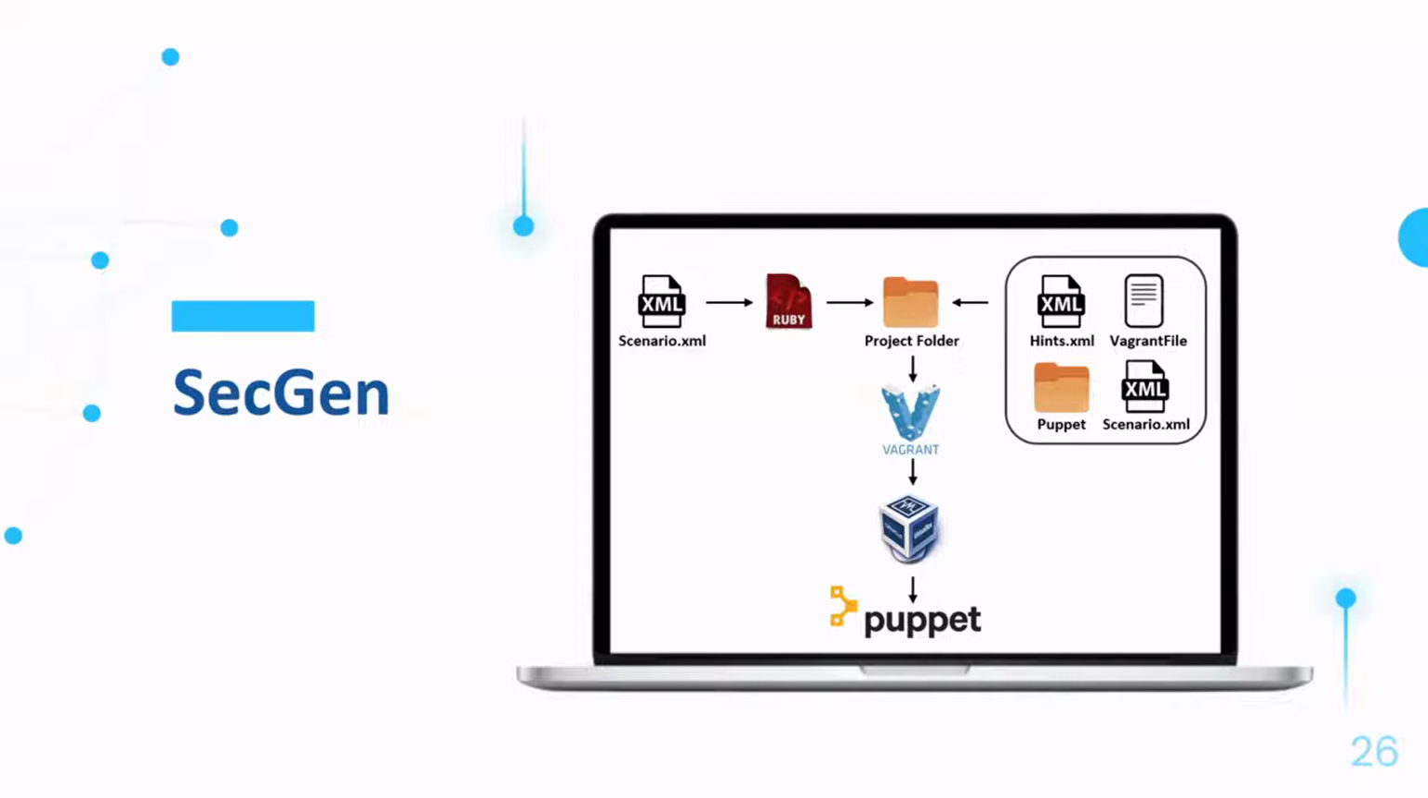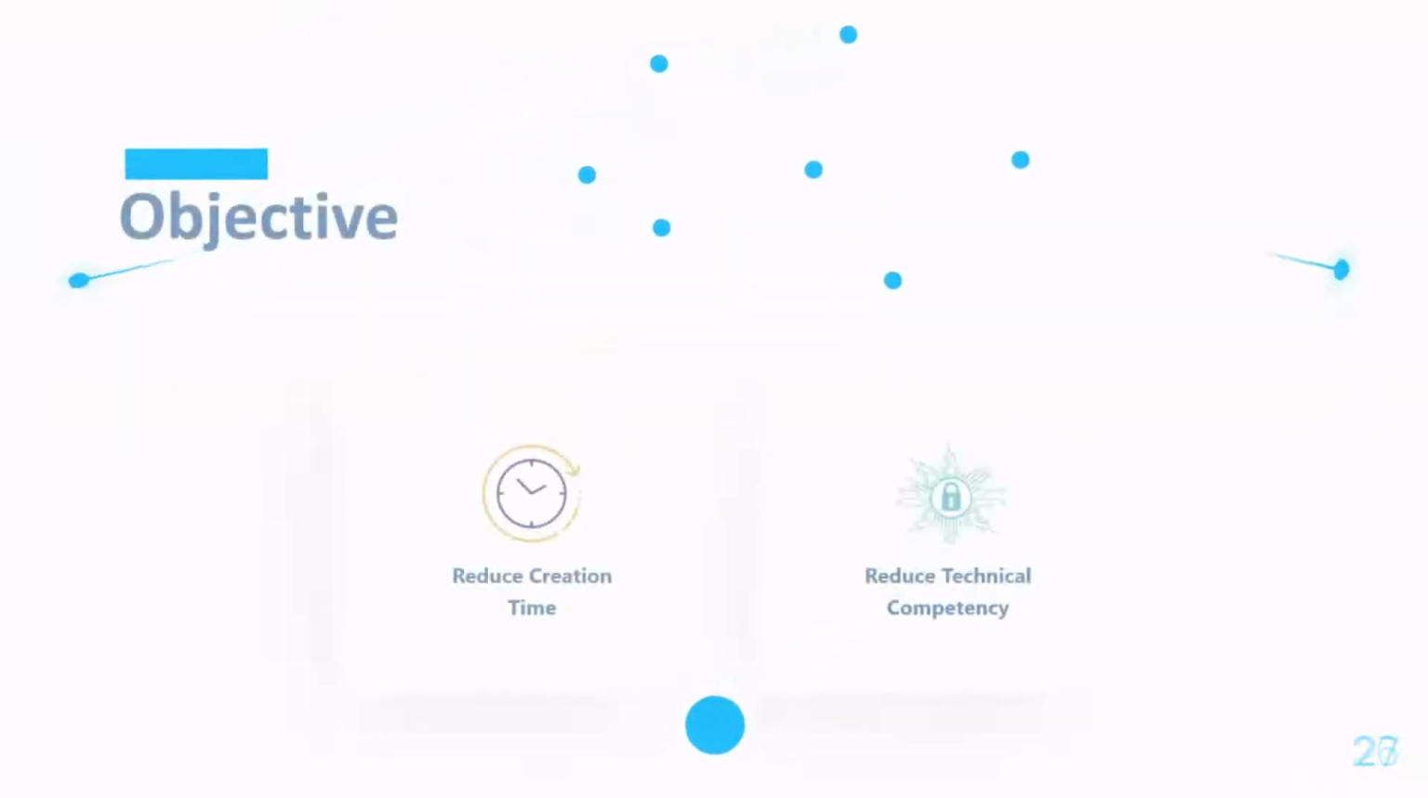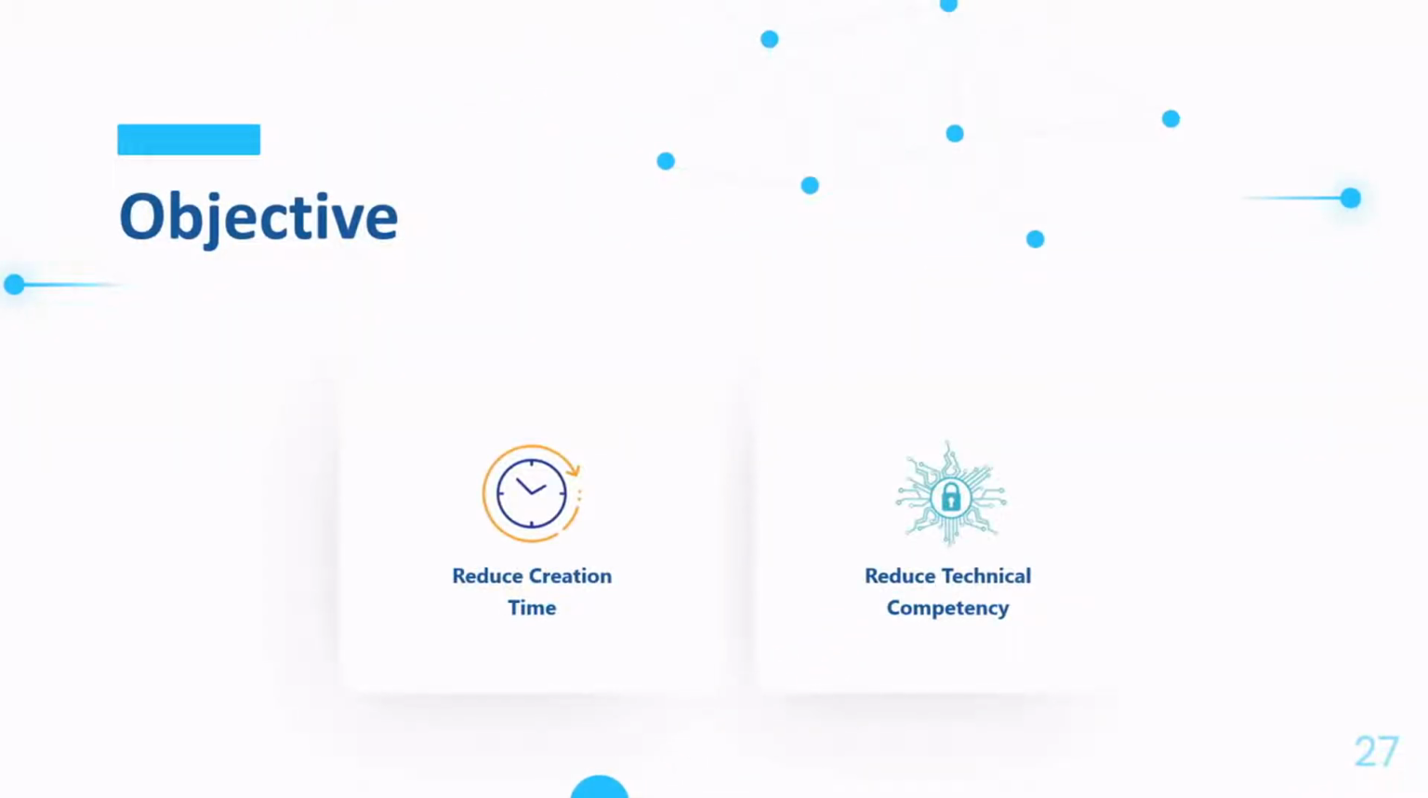The brief overview of how this tool works is that it reads in the required scenario, performs the randomization, generates the project directory output, which includes everything required for Vagrant, to create the VMs, and deploy Puppet to provision software and configuration changes. Ultimately, with this generator, the creation time for CTF VM will be reduced significantly, and all this can be done by someone even with little technical knowledge.